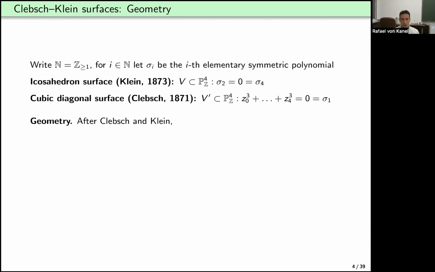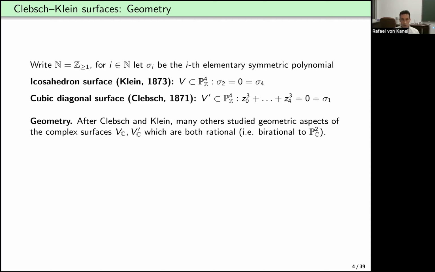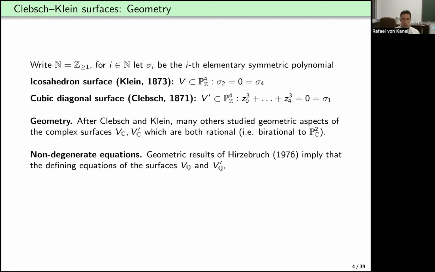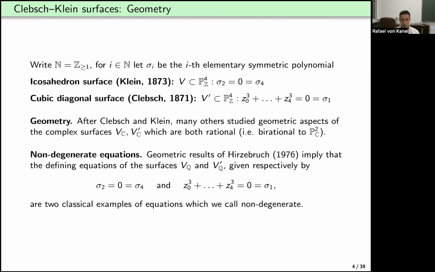The geometry of these surfaces was studied by many authors, and they proved many important results. In particular, it is known that these two surfaces are rational, so they are birational to P2 over the complex numbers. And what is important for this talk, some geometric results of Hirzebruch imply that the defining equations of these surfaces, V and V prime, are two classical examples of equations which we call non-degenerate.